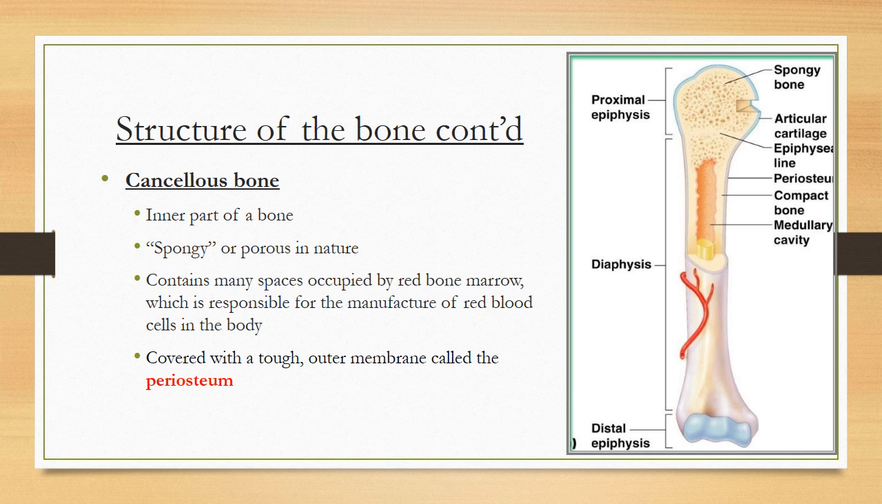Now we also have a cancellous bone, which is the inner part of a bone, and it's spongy or porous in nature. So here we see spongy. It contains spaces occupied by the red bone marrow, which is responsible for the manufacture of red blood cells in the body. And we know red blood cells give you oxygen. And it's covered with a tough outer membrane called the periosteum. And you'll see it here.